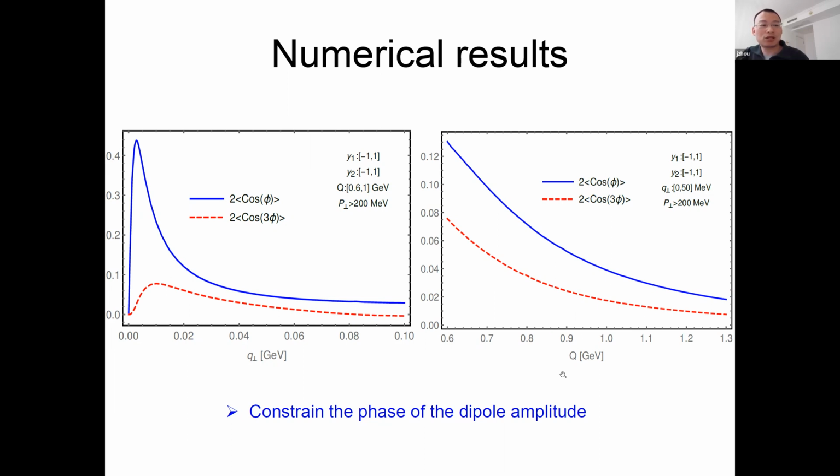The asymmetry presented here is also actually very sensitive to the phase of the dipole amplitude. For example, if the phase is minus i instead of i, the asymmetry will flip sign. So if there is some non-vanishing real part with mass dependent behavior, the asymmetry will change dramatically. So we would like to propose to use this observable to constrain the phase of the dipole amplitude.